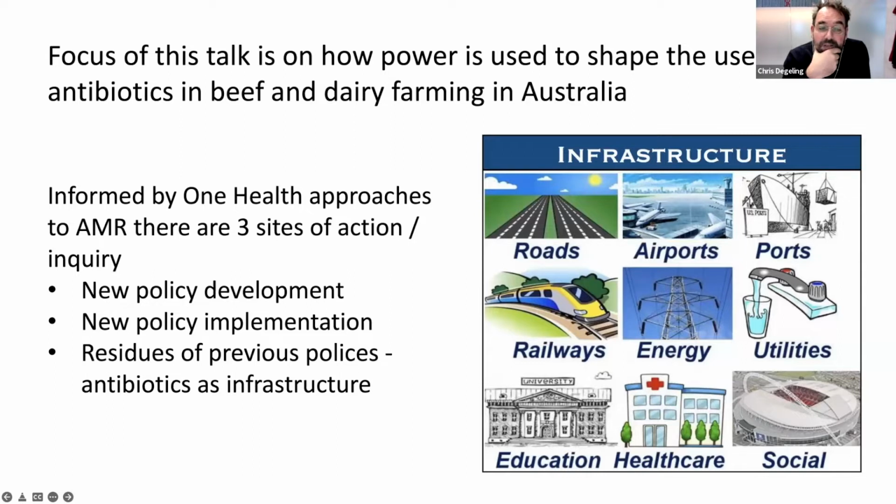And this is looking at new policy development, looking at new policy implementation. And then obviously with all policies, you don't start with a clean slate. So also looking at the residue of previous policies, which in the case of antibiotics and agriculture is actually about them having been embedded in our society and our systems such that they act as an infrastructure. So this is a fantastic insight from Claire Chandler from the London School of Hygiene and Tropical Medicine. I can't, those words may not be in the correct order, but they're all in the title.